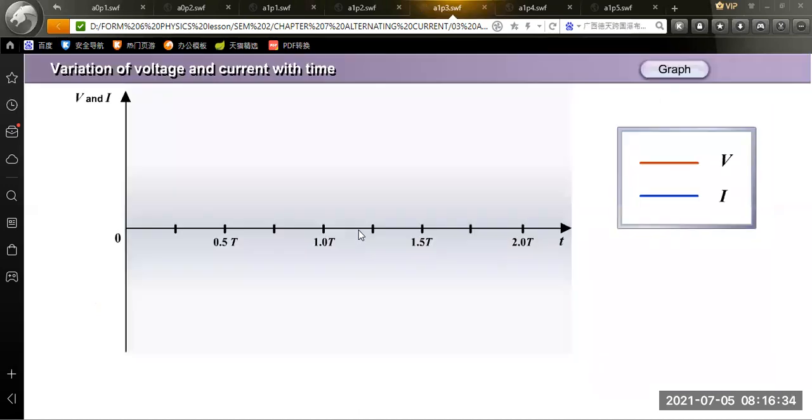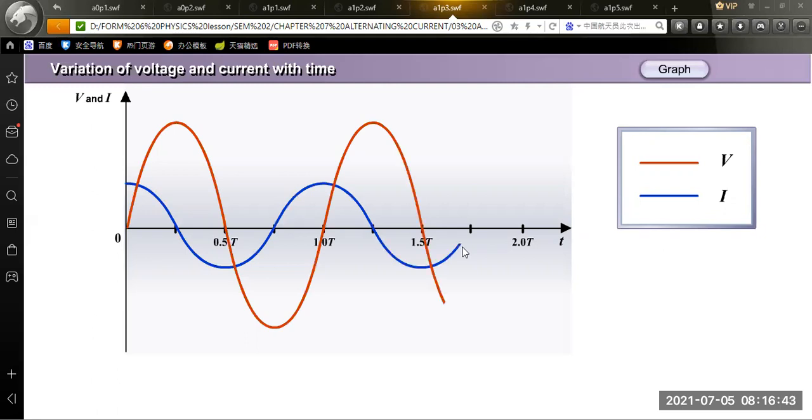Next, what happens on the V and I graph? The blue color represents the current. When the current is maximum, the voltage is minimum. When the voltage is maximum, the current is zero. Once the voltage is zero, the current is maximum. This means they always have a phase difference.